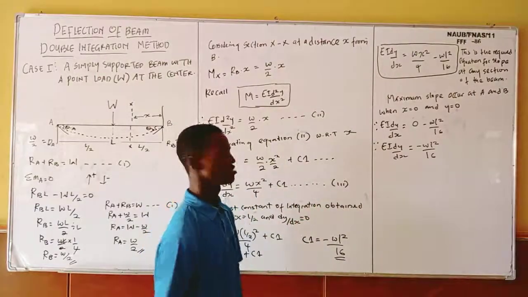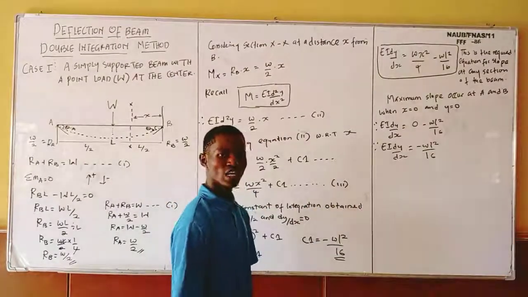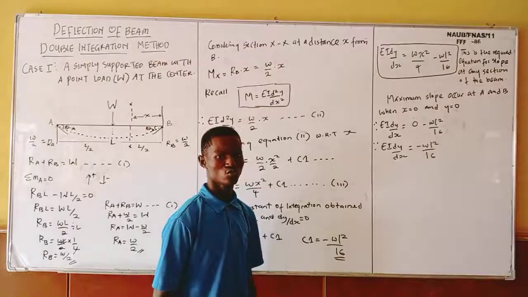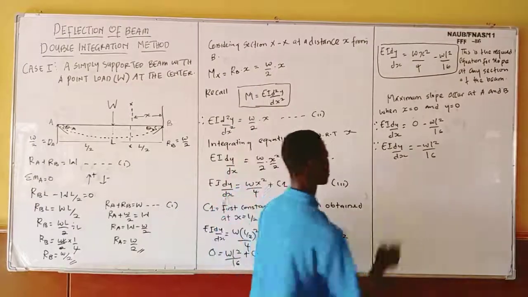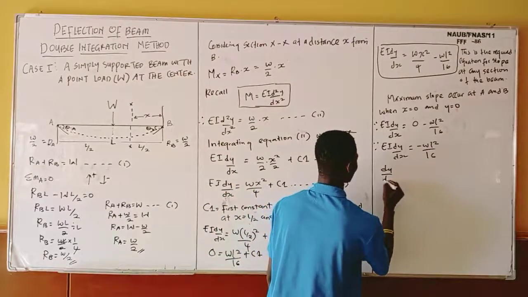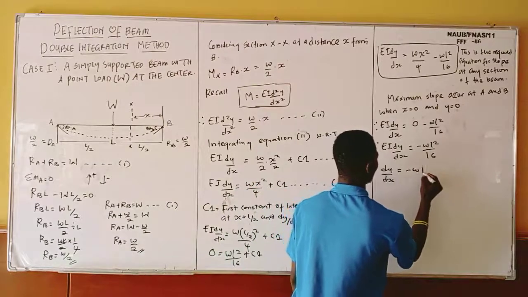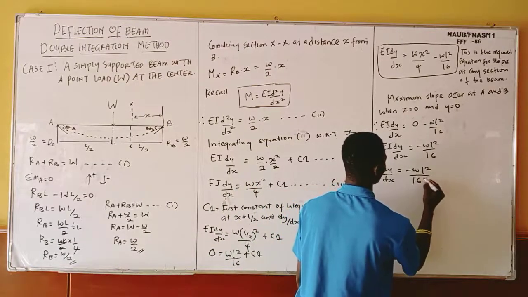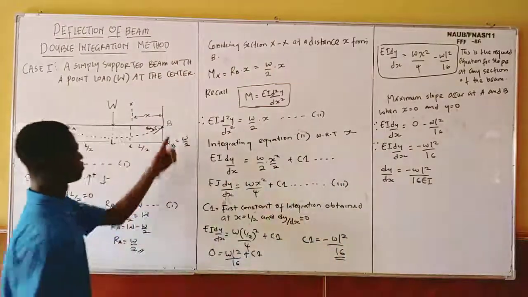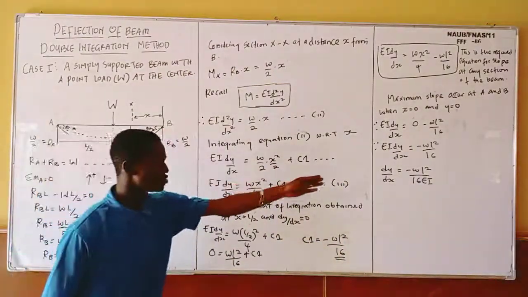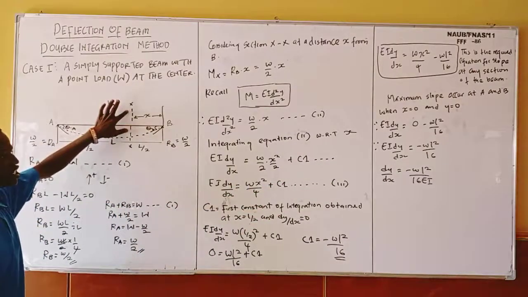So what I'm going to do next is divide both sides by EI. Don't forget that EI is a constant here, which is our flexural rigidity. So my dy dx now, by dividing both sides by EI, you understand? I'm going to have minus WL squared over 16EI. So assuming that I'm taking my slope from B, since I know that dy dx equals to minus WL squared over 16EI, but don't forget that my sectioning is from B.